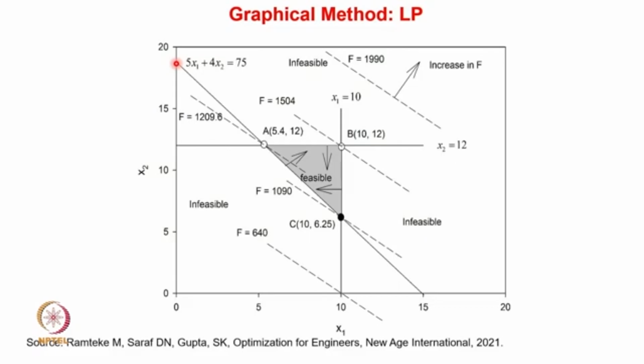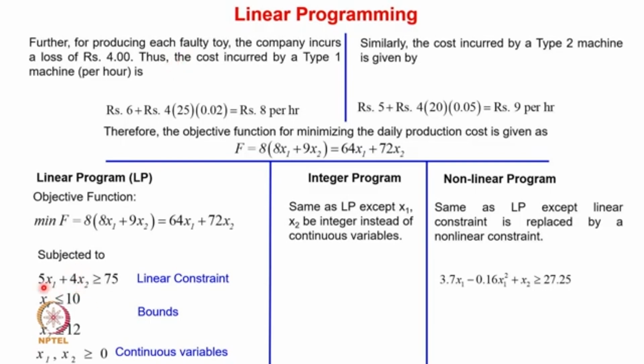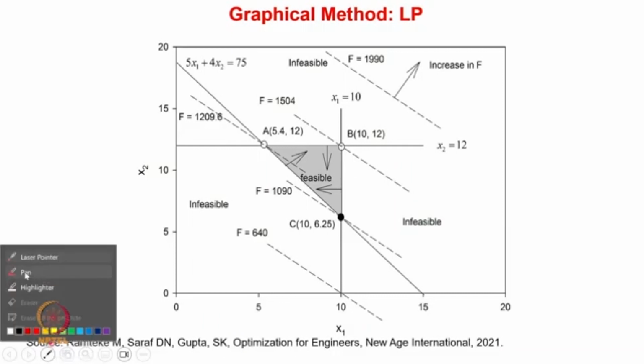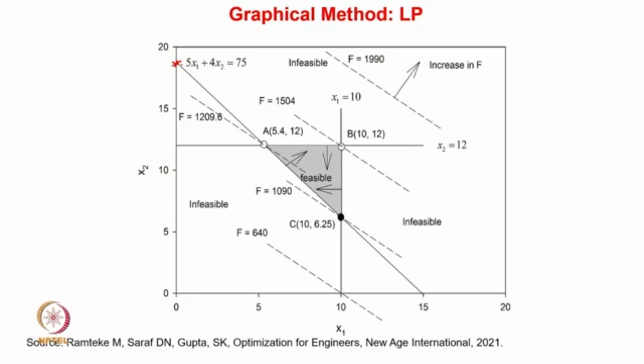Similarly, if you put x2 equals 0 and 5x1 equals 75, we can get x1. So x1 comes out to be 75 divided by 5, that becomes 15. So we can find out these 2 points: this is 18.75, and this particular point is 15, and we can connect these 2 points by a straight line. Anything above this particular line is a feasible region. If you look at all these three constraints, this is the shaded area, nothing but the feasible region. So my optimum solution has to be within this shaded area.